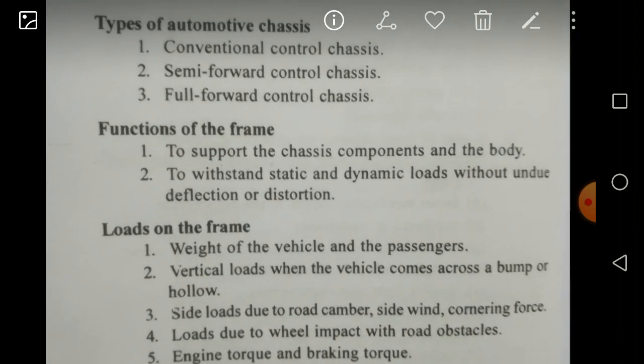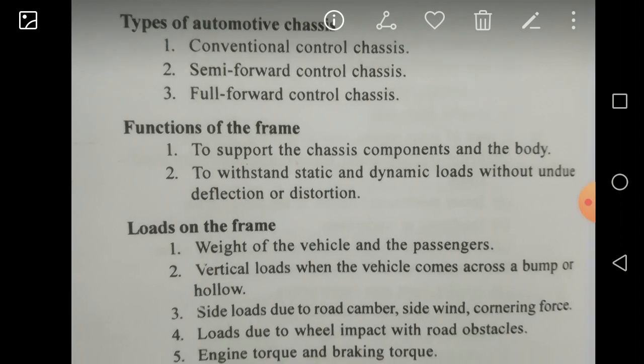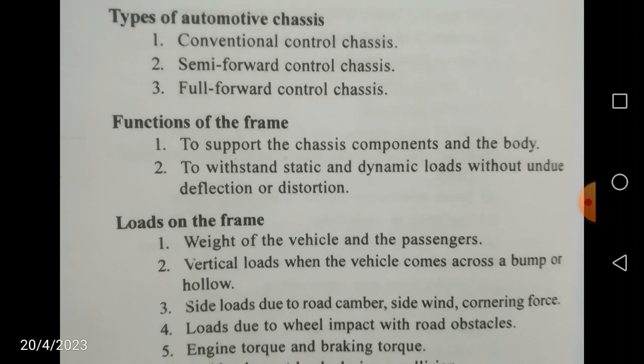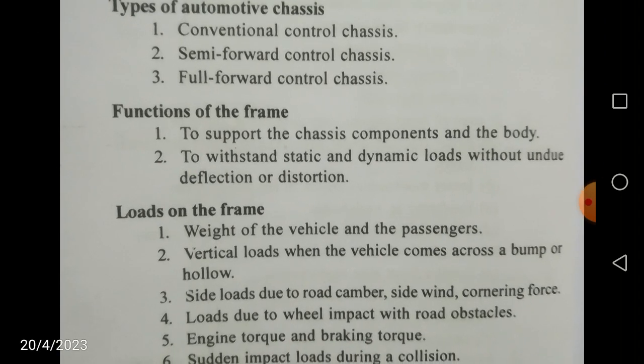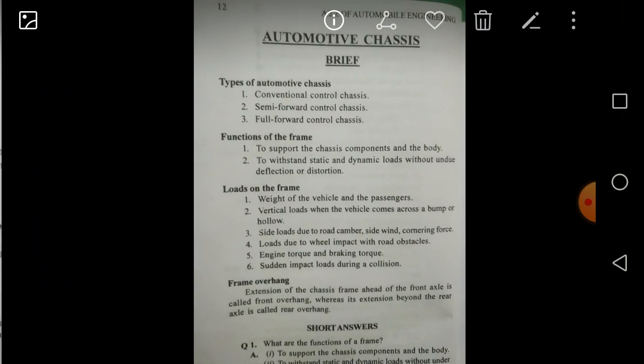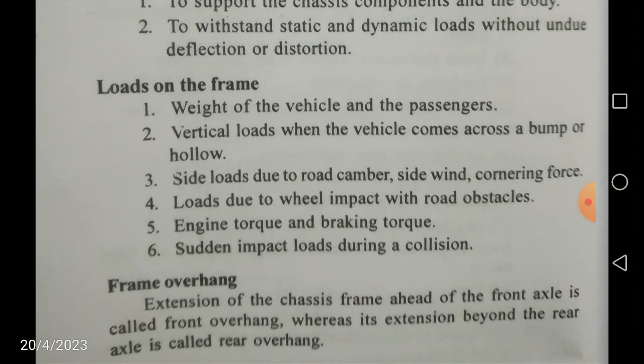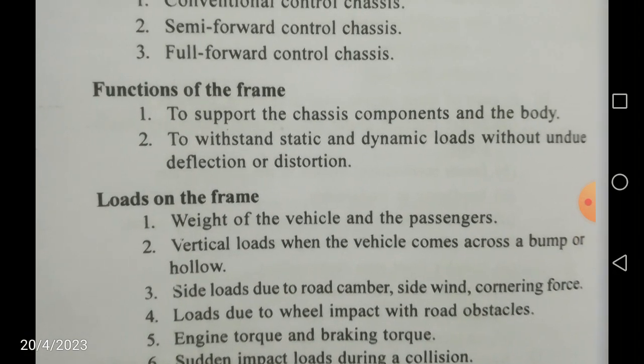So once we have seen the basic idea of a chassis, let us see the types of automotive chassis: conventional control chassis, semi forward control chassis, and full forward control chassis. Let us see this. So what are the functions of a frame?